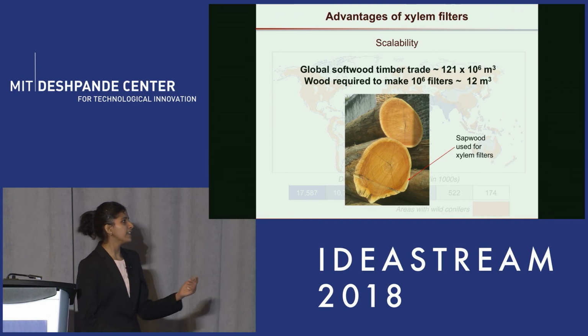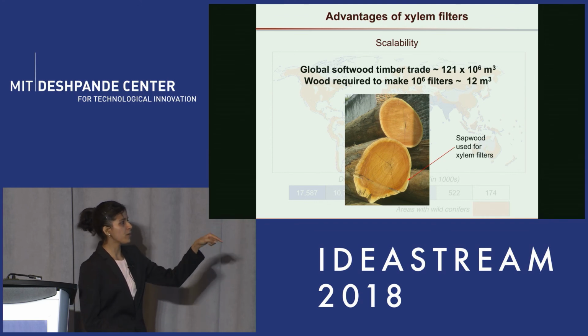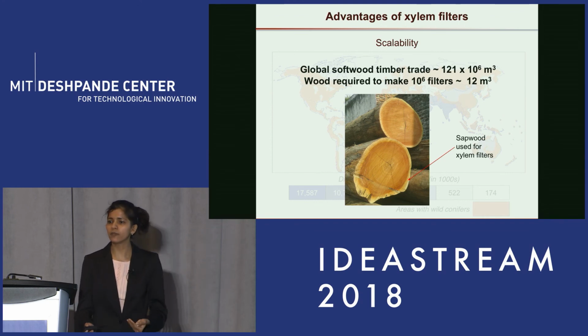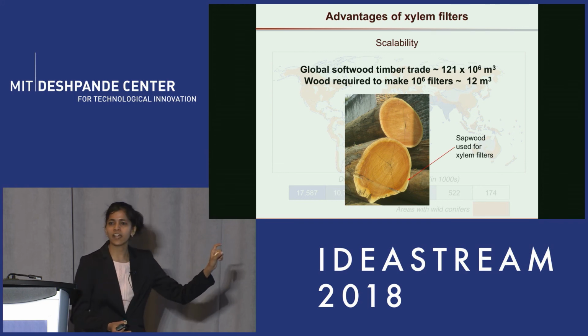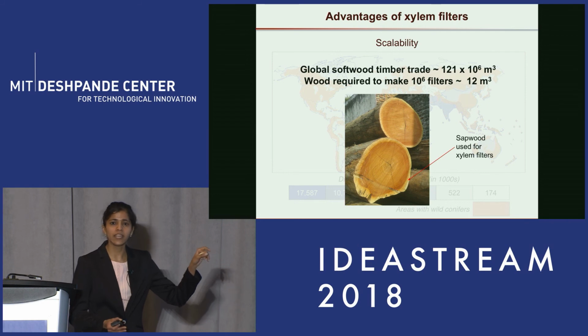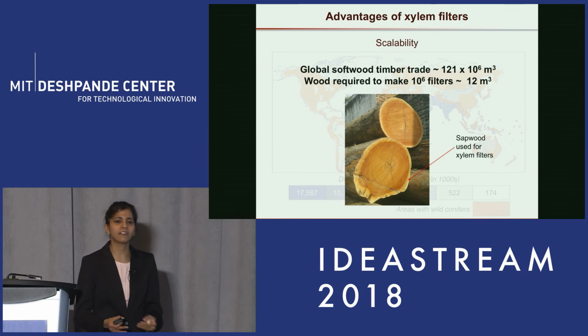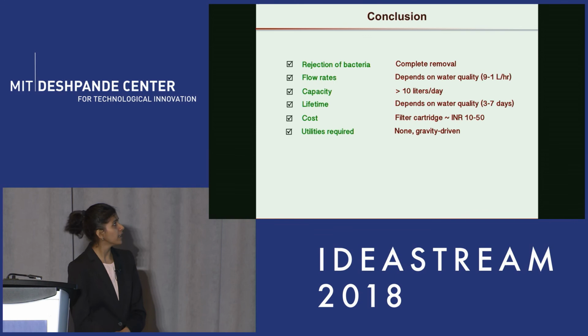And the other big thing is that these filters are made from the peripheral sapwood, which is usually a waste product in terms of the timber market. It's the wood at the core, which has a higher mechanical strength, that's of great value. So we are effectively using something that's currently being discarded in the timber market.